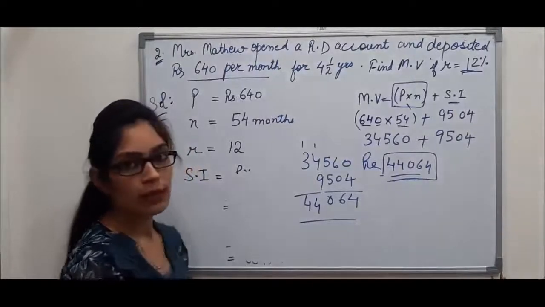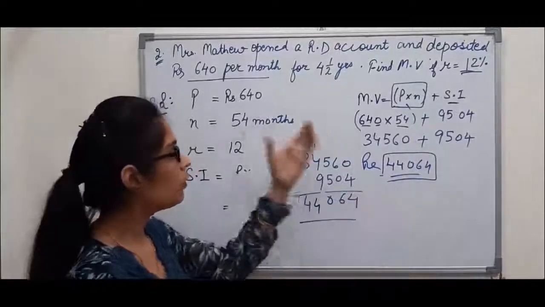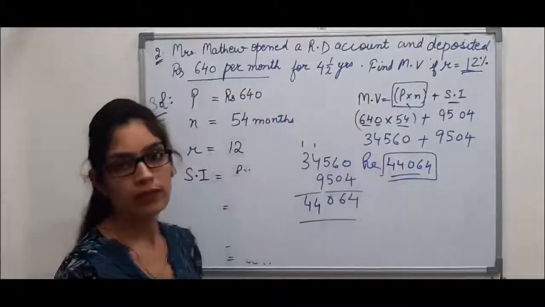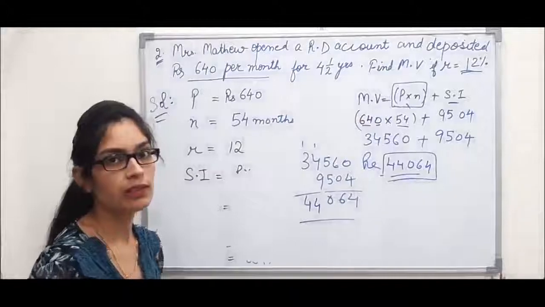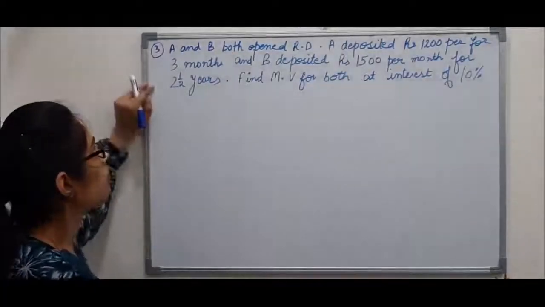So now you can see only the calculations are a little bit complex, but in the sums, only two formulas we are using, and these are very simple. So let's move towards the next question. Let's start question number 3.